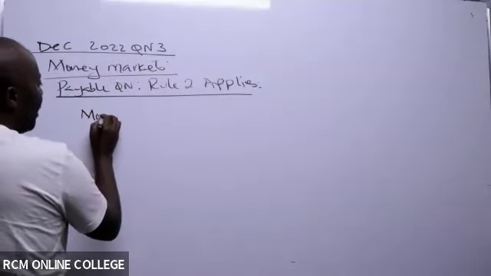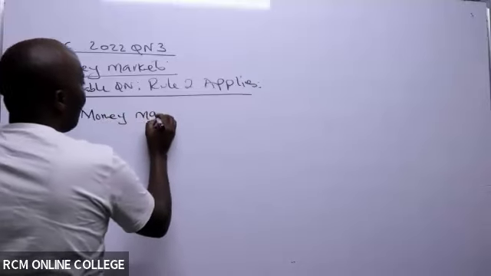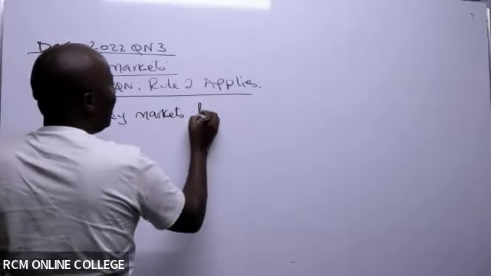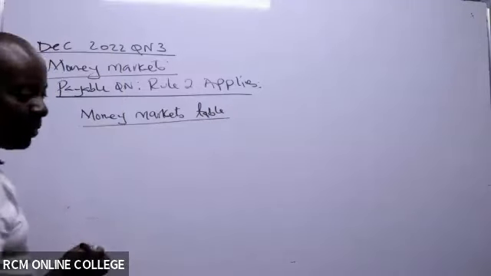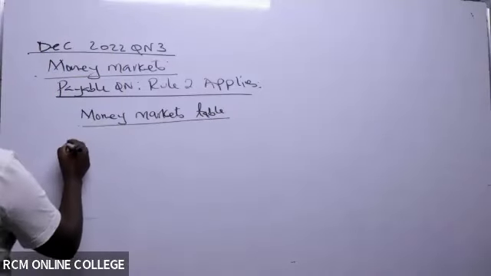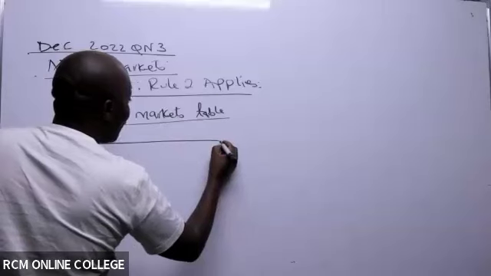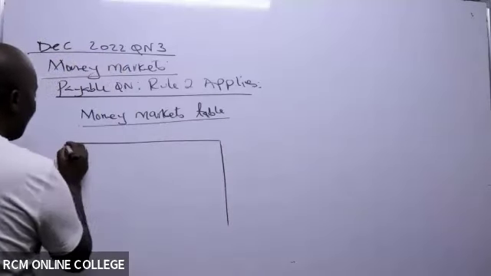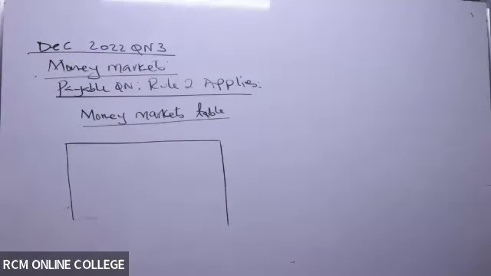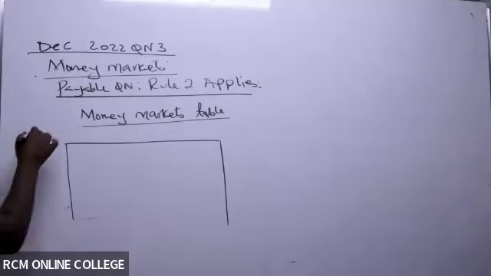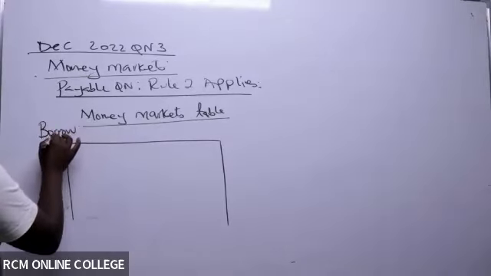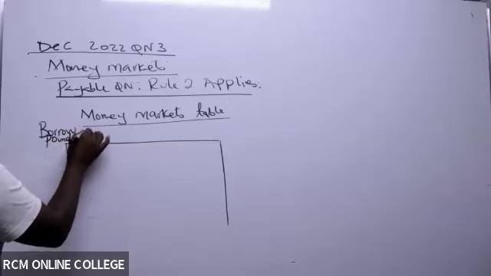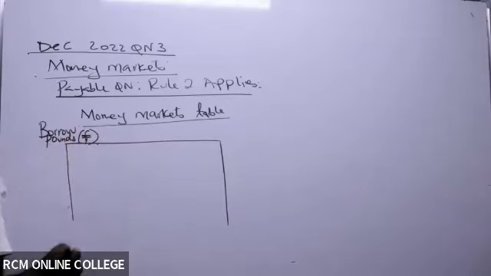So we have here our money markets table. Our money markets table, this is what we have. So remember here, the first leg, we shall write borrow. What are we borrowing? The pounds. We shall write borrow, the pounds.